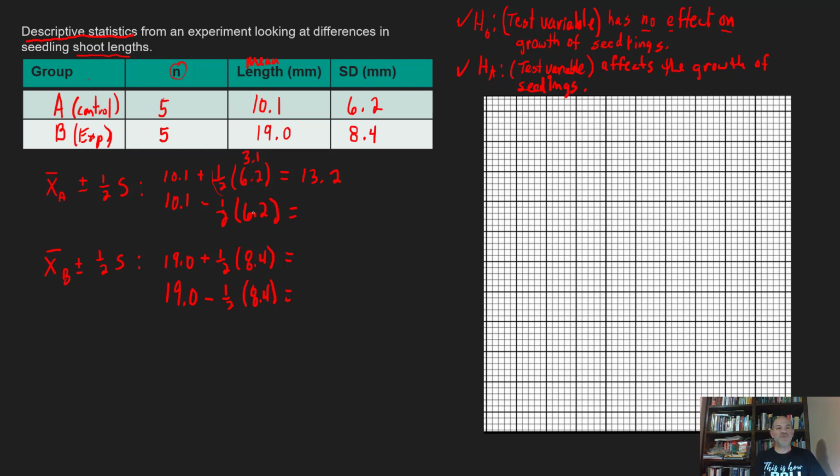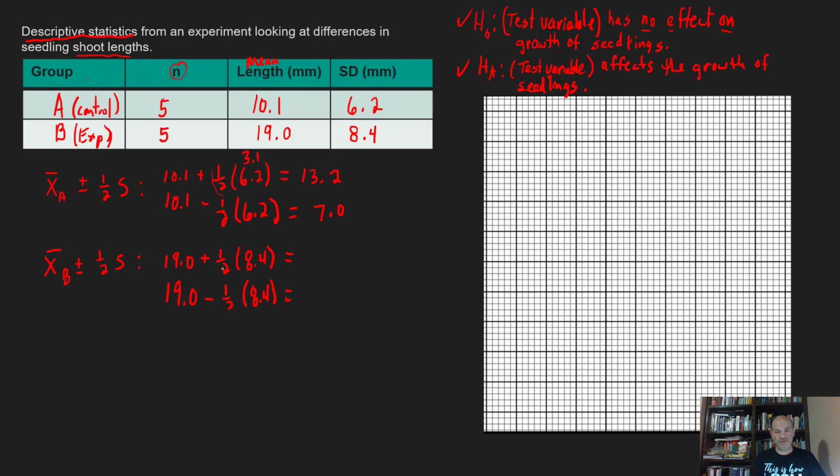The second one we're going to subtract, and the answer to 1/2 times 6.2 is still 3.1, but we're subtracting 3.1. So 10.1 minus 3.1 is 7.0. Okay, so we're going to do the same down here. So this would be the low value for the range. The range for A. So this is the plus or minus 1/2 the standard deviation. That's the range for group A.